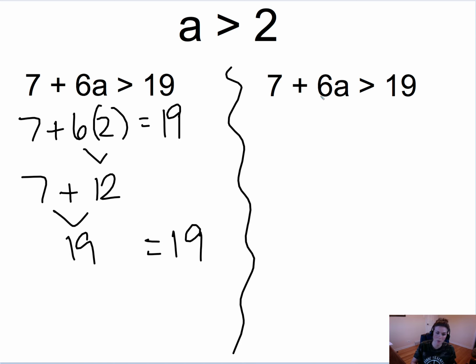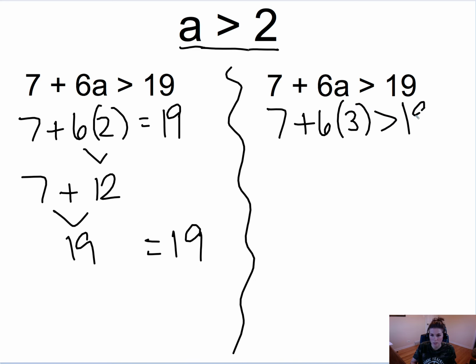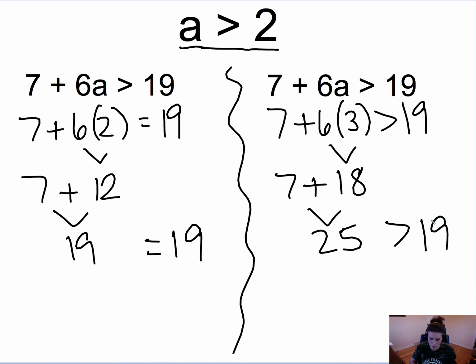Now we want to check the inequality. So we want any number that's greater than 2, 3, 4, 5, whatever. So 7 plus 6 times, let's just do 3, and we want to make sure that that's greater than 19. So 6 times 3 would be first, so that's 7 plus 18. And then 7 plus 18 is 25. That's greater than 19, so this is correct.